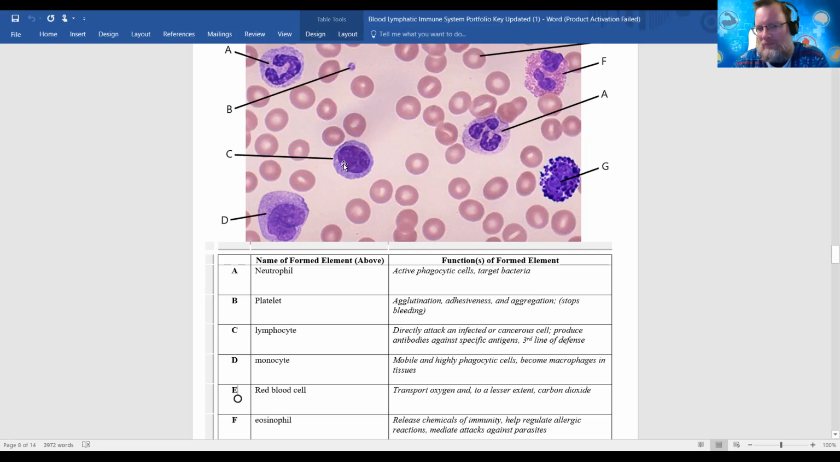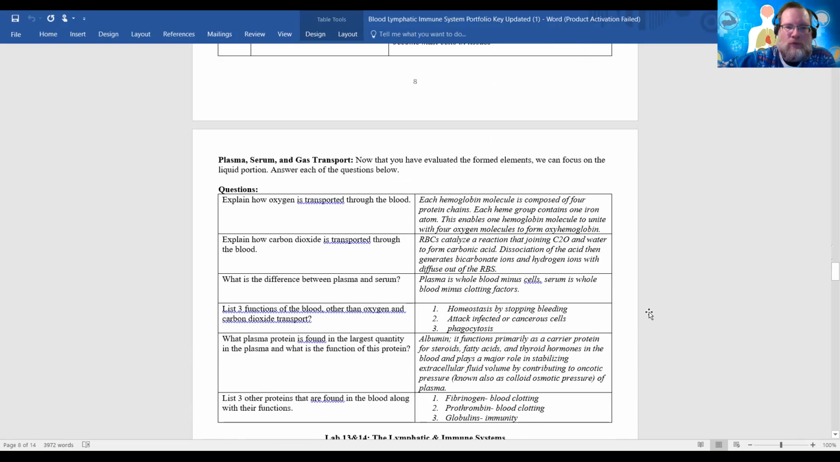These are about 8 to 10, 8 to 12 across. These can get up to like 18 to 20 across, so they're quite a bit bigger. But anyway, that's going to be your monocytes. Or those are going to be monocytes.